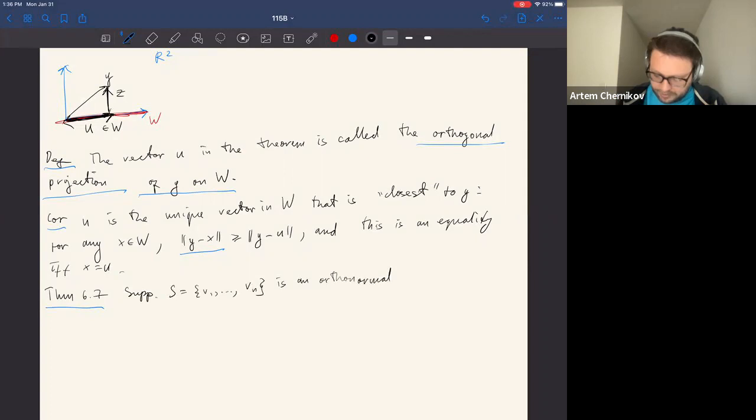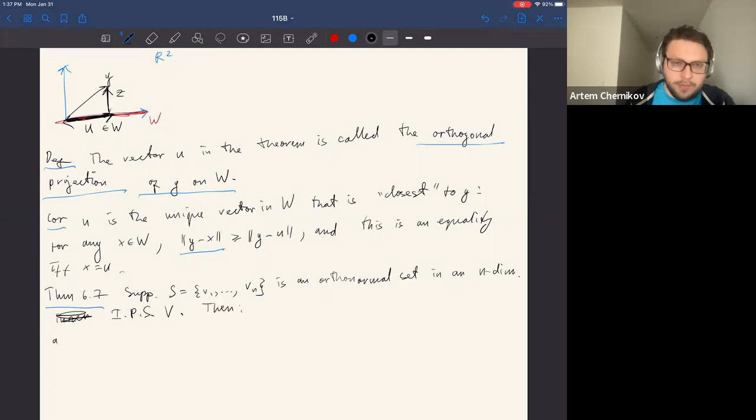Orthonormal set in an n-dimensional inner product space V. Okay, so assume I'm given such a set, an orthonormal set. Then we have the following claims.